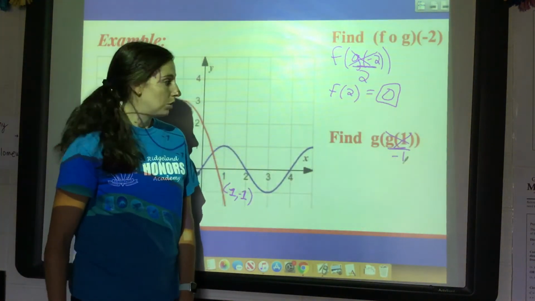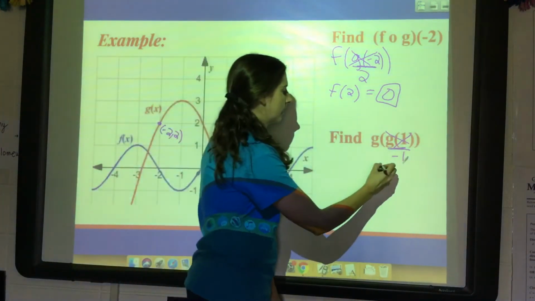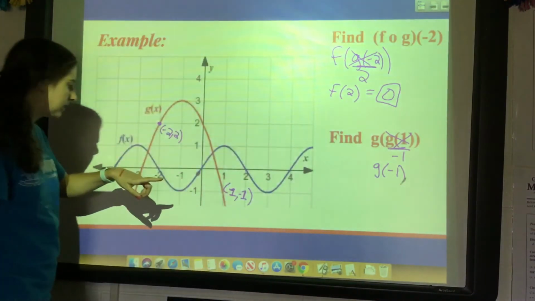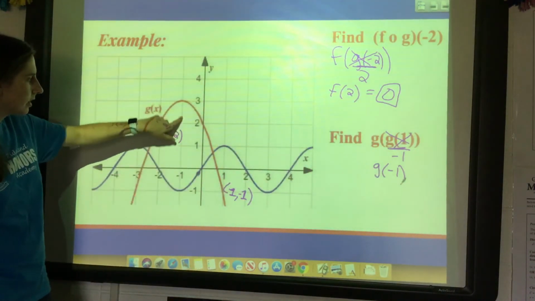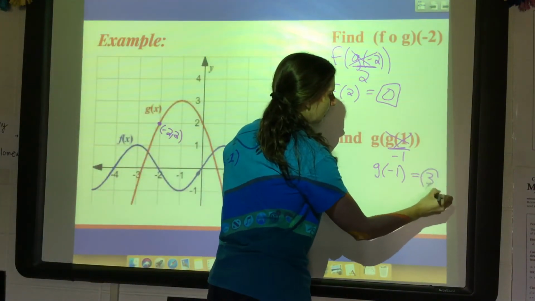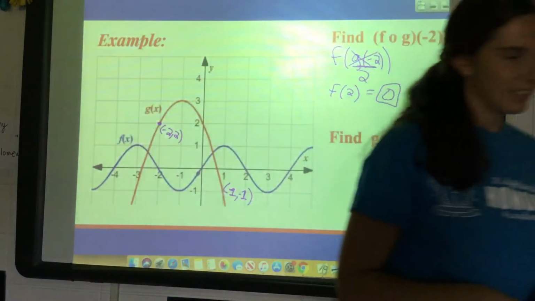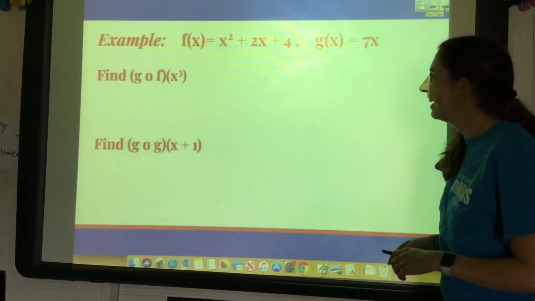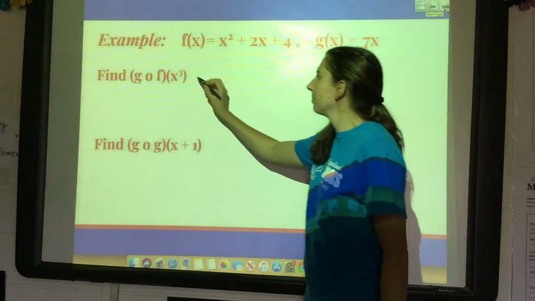Now we're actually going to use the same g function, but now my input is a -1. So go to the g graph again, but this time find an x value of -1, and let's see where the graph is. It's up at 3, so my new output is 3. And that is how you compose functions. Oh, there's one more example, sorry. I got excited. I wanted to show you a few more slightly more complicated ones.